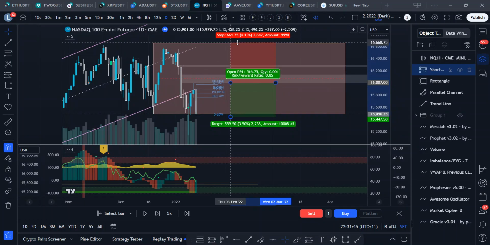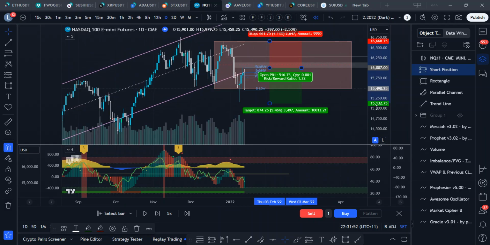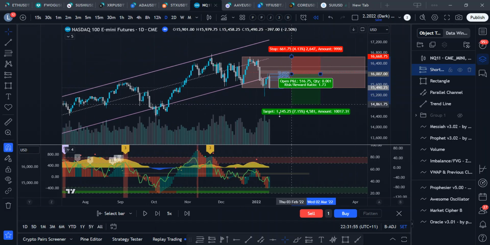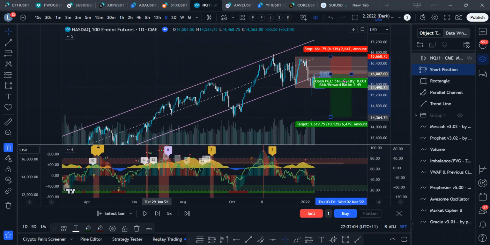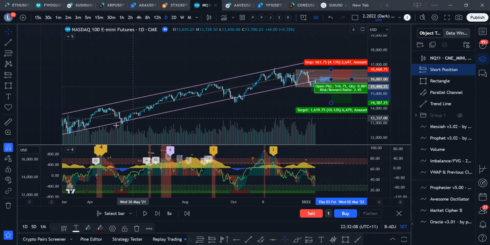Okay. And we're going to target. Now, usually I target the low here, but I think we can actually go a lot lower than that. We're going to go to this first low here. We're going to target here. And the next low we could target is down here. There's another low here.